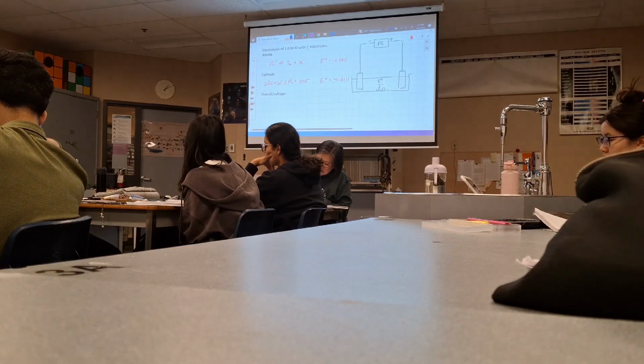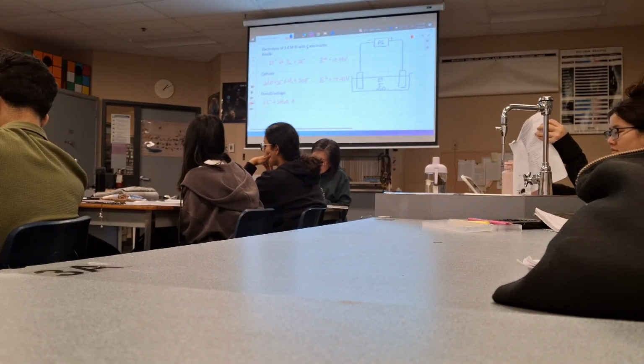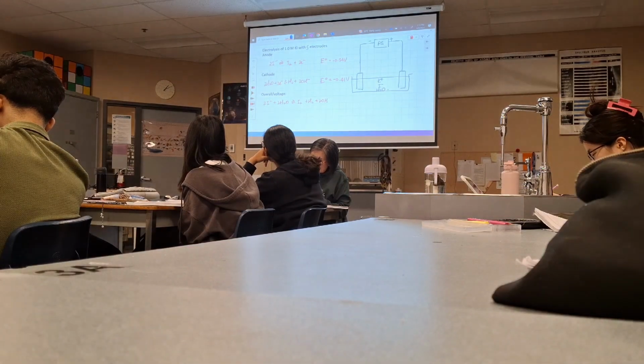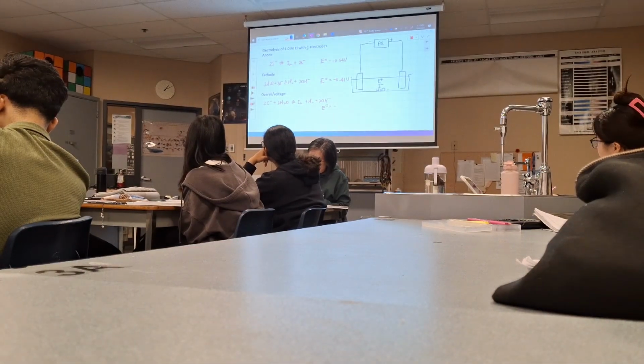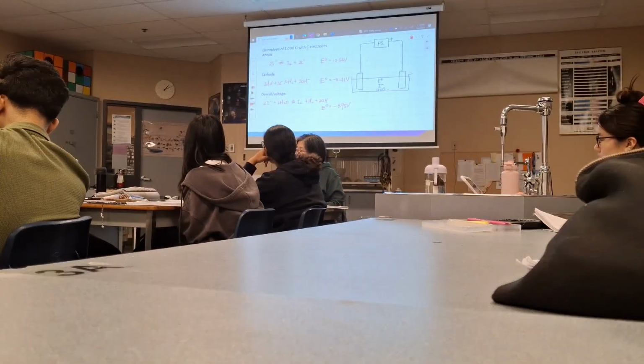So if I add this up, it will be 2I⁻ plus 2H₂O, giving me I₂ plus H₂ plus 2OH⁻, and my E° is going to be negative 0.95 volts. Did you guys get that?